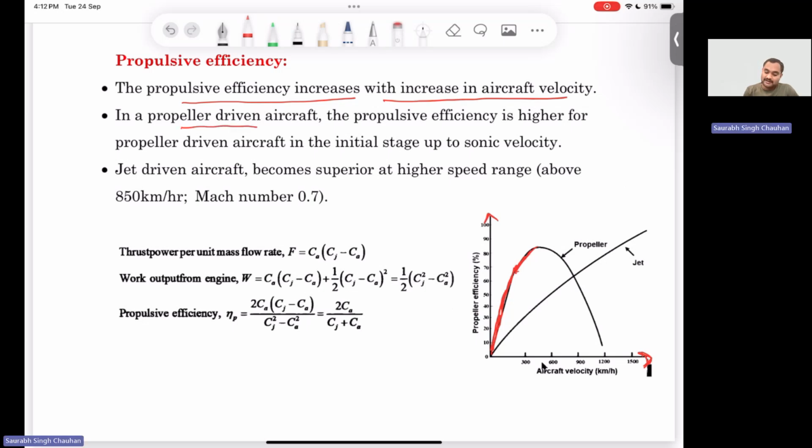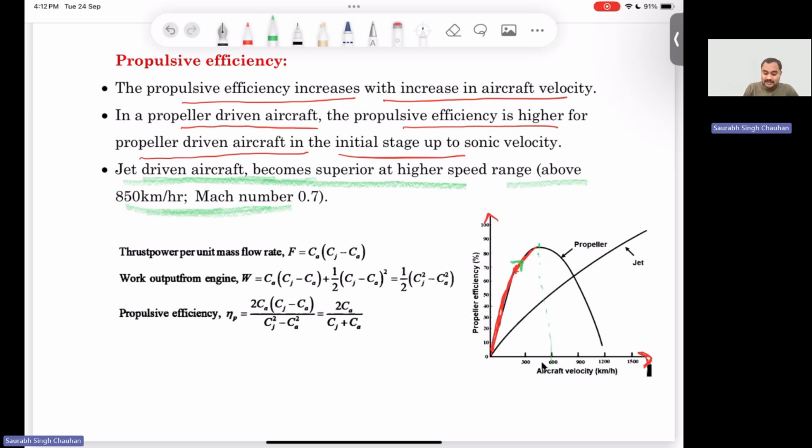So in propeller driven aircraft, the propeller efficiency is higher in the initial stage, up to the sonic velocity, okay? So up to somewhere around this point, the propeller efficiency increases, okay? Then it decreases, okay? So in jet driven aircraft, what happens? This is continuously increasing, okay? So jet driven aircraft becomes superior at higher speeds, okay?